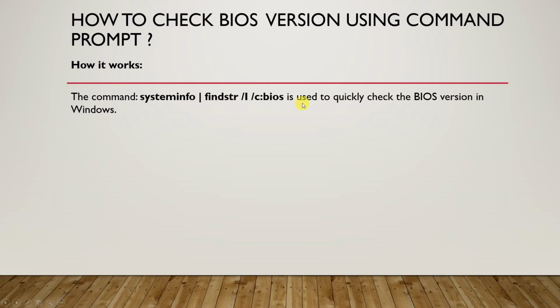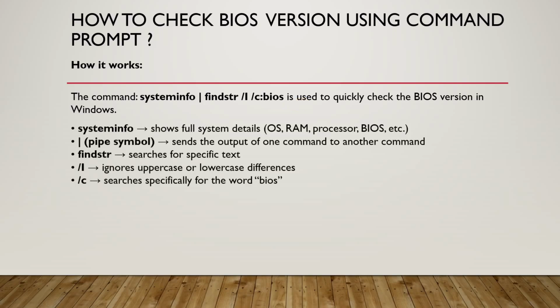It is used to quickly check the BIOS version in Windows. So systeminfo will show us the full system details like OS, RAM, processor, BIOS, etc. Whereas the pipe symbol sends the output of one command to another command. The findstr keyword searches for specific text. Whereas /i ignores uppercase or lowercase differences. And /c searches specifically for the word BIOS.